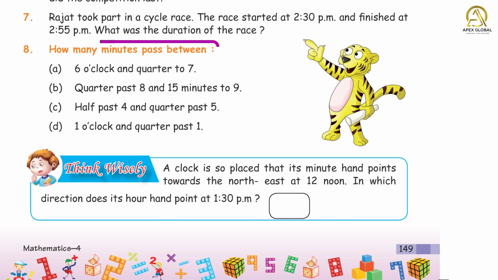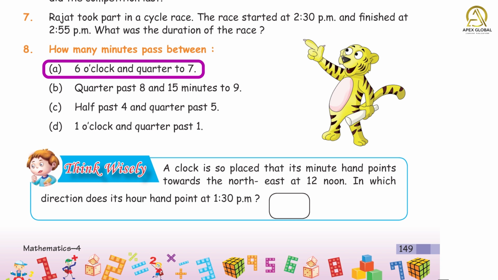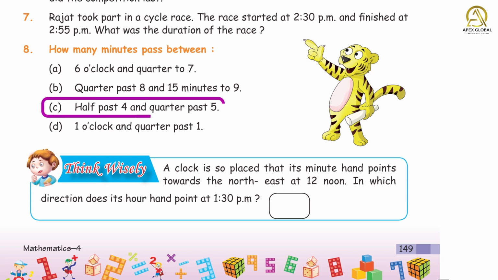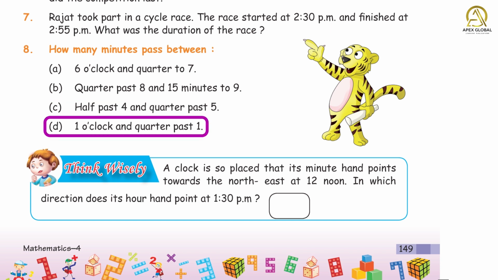25 minutes. Question 8. How many minutes passed between A. 6 o'clock and quarter to 7? 45 minutes. B. Quarter past 8 and 15 minutes to 9. 30 minutes. C. Half past 4 and quarter past 5. 45 minutes. D. 1 o'clock and quarter past 1.